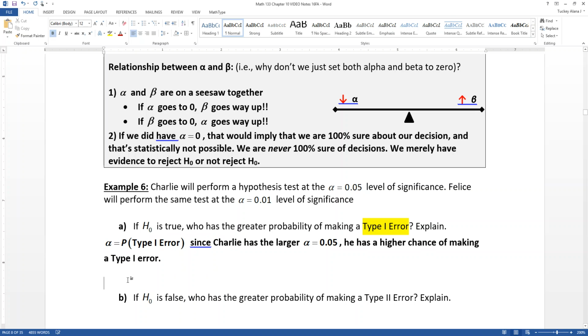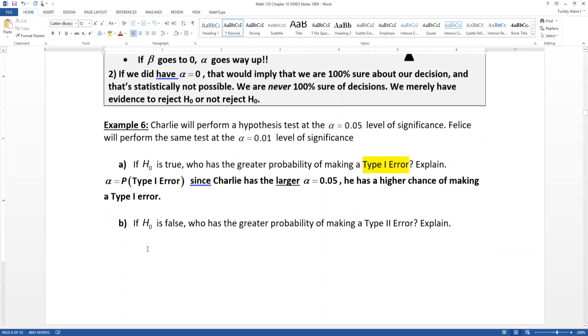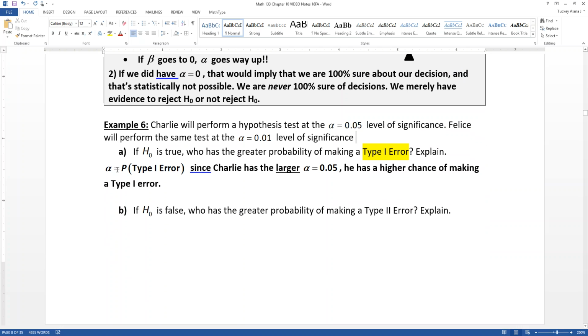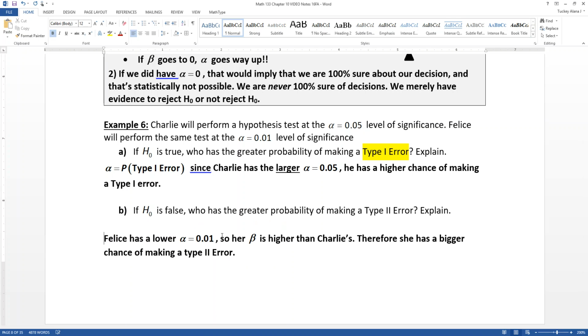He has a higher chance of making that type 1 error because he has the larger alpha value. Now, if H naught is false, who has a higher chance of making a type 2 error? Well, I'm going to bet that's Felice, but let's see why. Felice has a lower alpha. That generally means that her beta is going to be higher, so she's going to have a higher beta than Charlie. Therefore, she is more likely to make the type 2 error.